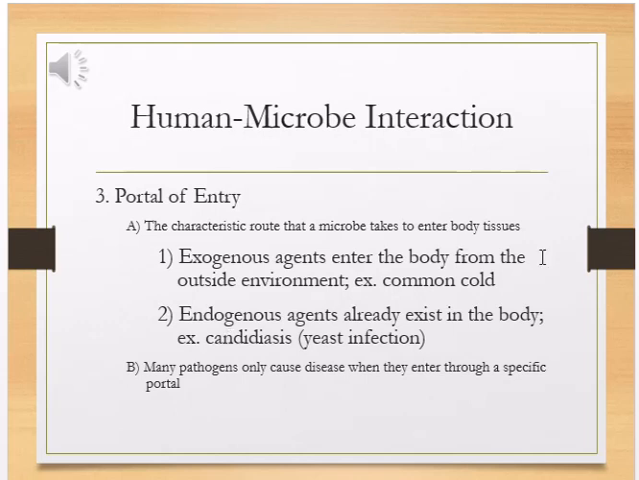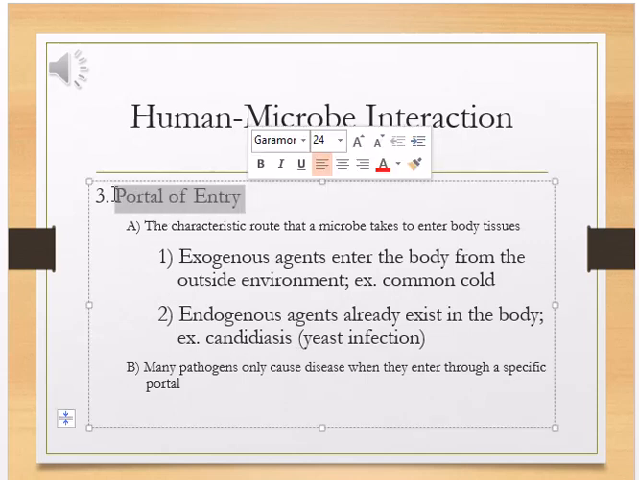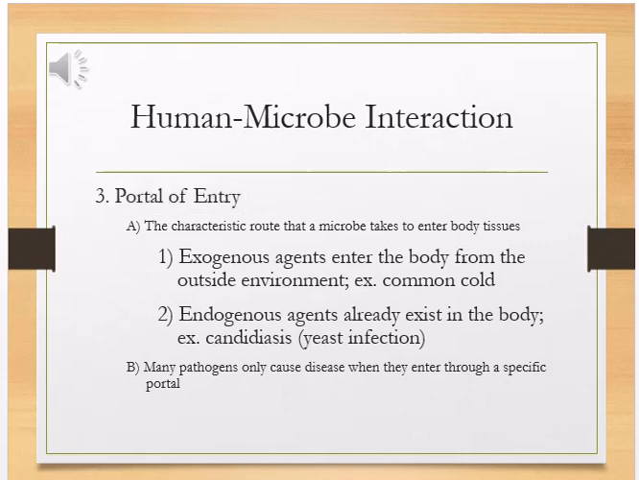Now the portal of entry. There are some germs which live within our body, and sometimes they take an opportunity to cause harm to our body. Exogenous agents are those that enter from outside. Exo is outside. Endogenous are those which are already living within our body and also cause some disease. This is what you have to understand when you talk about the portal of entry. So two things can happen: either disease will be caused by something already inside our body, or by something that enters our body.